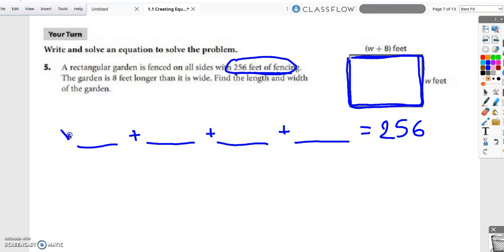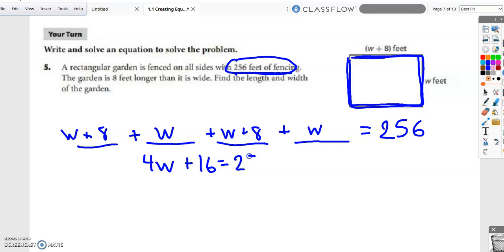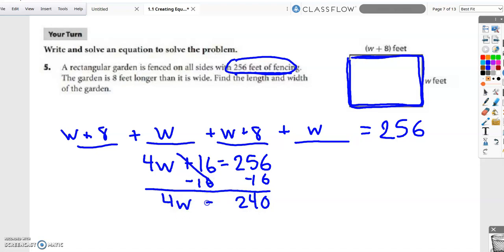Okay, so the length, W plus 8, the width, plus the length, plus the width. And you got 1, 2, 3, 4 W's plus 8 plus 8 is 16 equals 256. You subtract 16 from both sides, you get 240. This cancels. You get 4W equals 240.